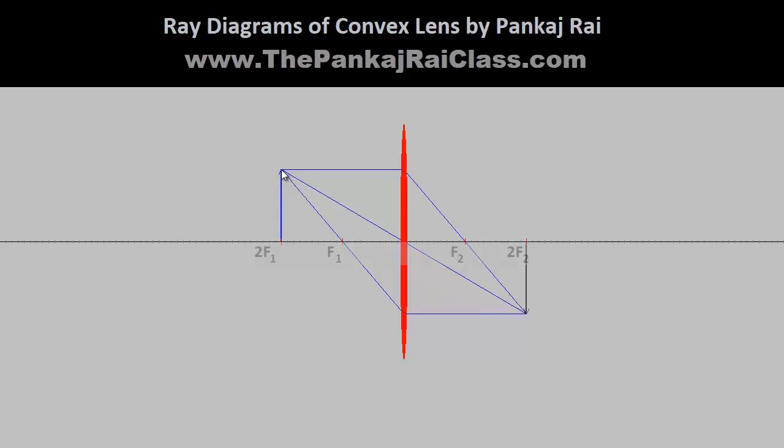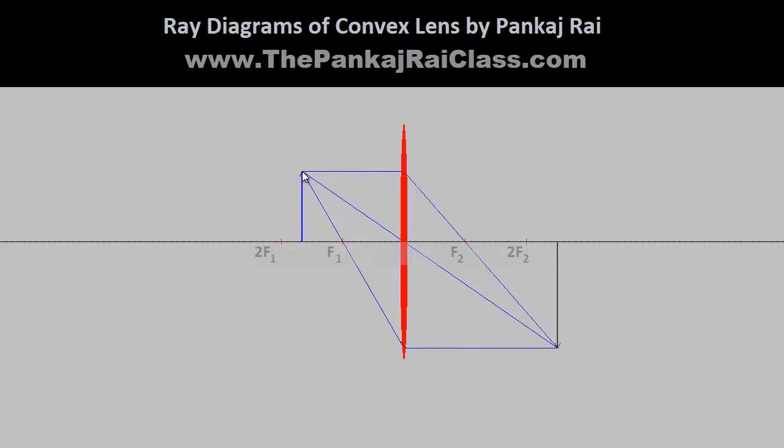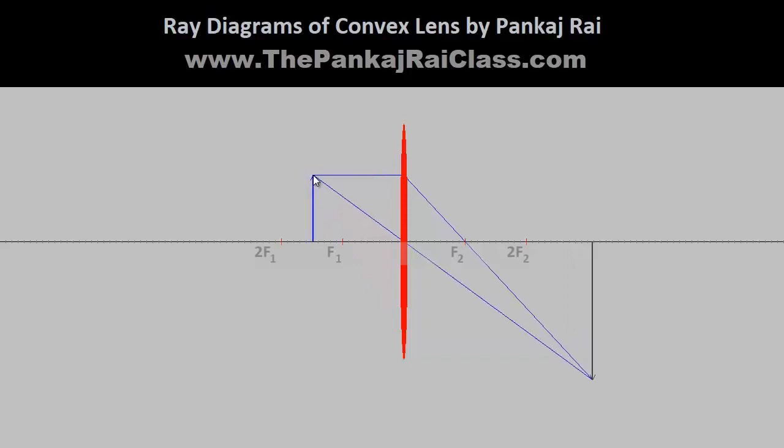Now let me move the object towards the focus f1. Now if you see, the object is between f1 and 2f1 and the image is being formed beyond 2f2, and as you can see here, the image is real and inverted and it has been magnified as compared to the object. If I keep on doing this, the image will keep on increasing in size and will keep on moving towards infinity.